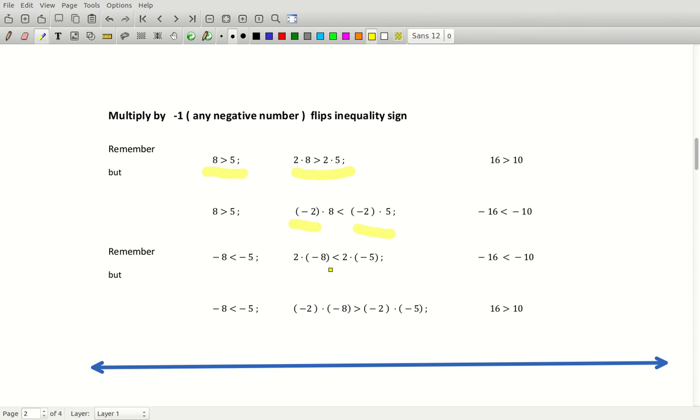If I multiply by 2, I obtain the same inequality sign. I do not have to flip because I multiply by 2, which is a positive number. If I multiply the same inequality, minus 8 less than minus 5, by a negative number, in this case minus 2, I have to remember the sign of the inequality will flip, because 16 is greater than 10.